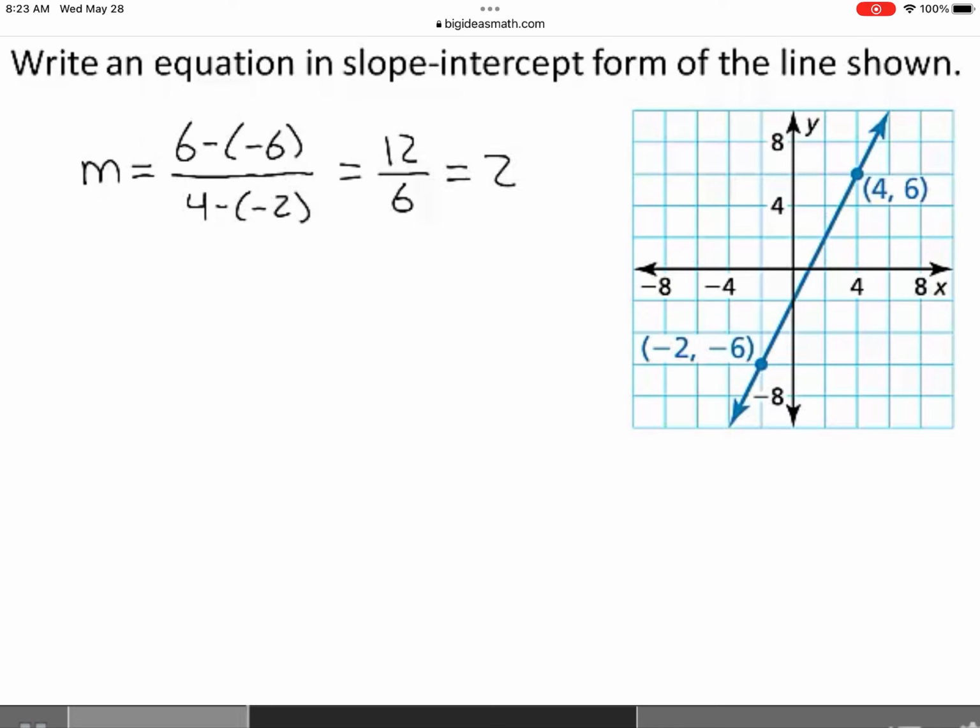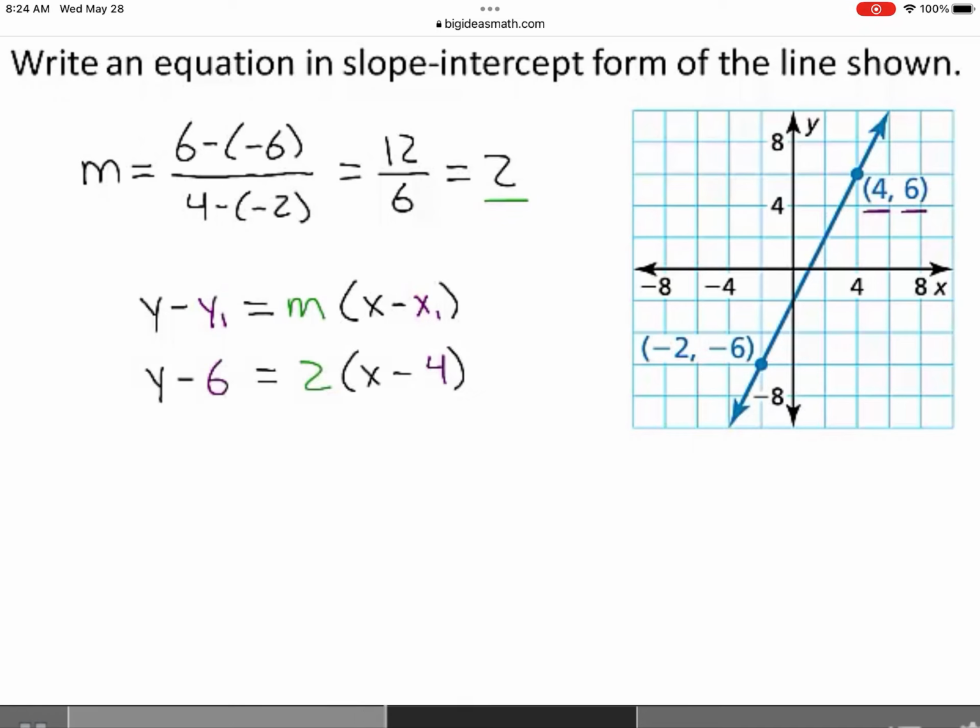Next, use the slope and one of the given points to write an equation of the line in point-slope form. Point-slope form is given by y minus y1 equals m times the quantity x minus x1. Use the point (4, 6). Substituting 4 for x1, 6 for y1, and 2 for m gives y minus 6 equals 2 times the quantity x minus 4. Next, use the distributive property.